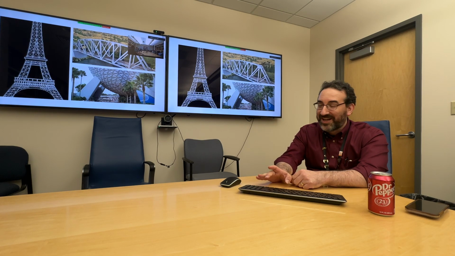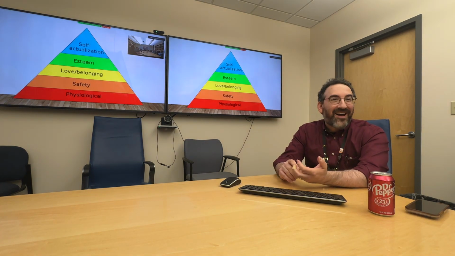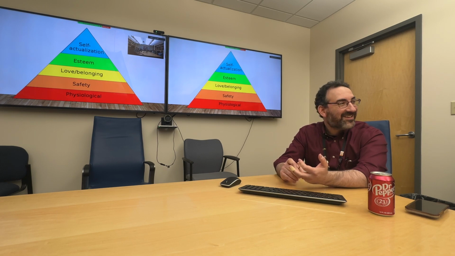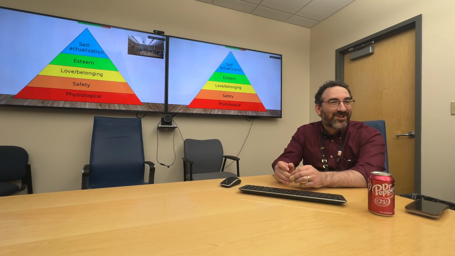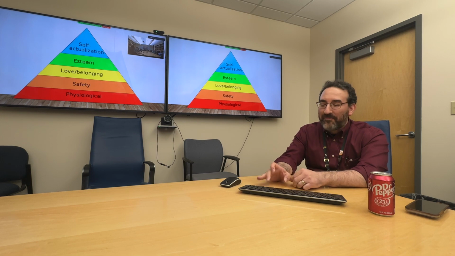And I have one particular triangle that's my favorite in terms of education, and it's this one. Does anybody know what this is? If you're in the audience. The hierarchy of needs, Maslow's hierarchy. This is Maslow's hierarchy of needs.